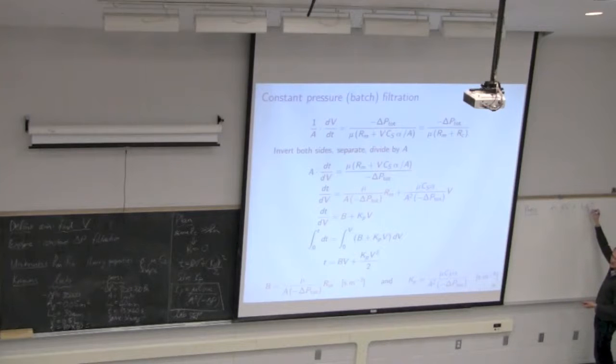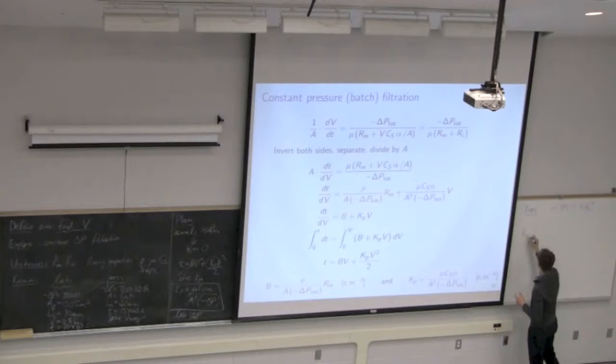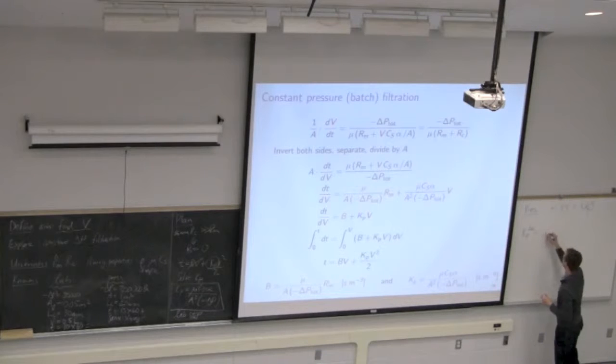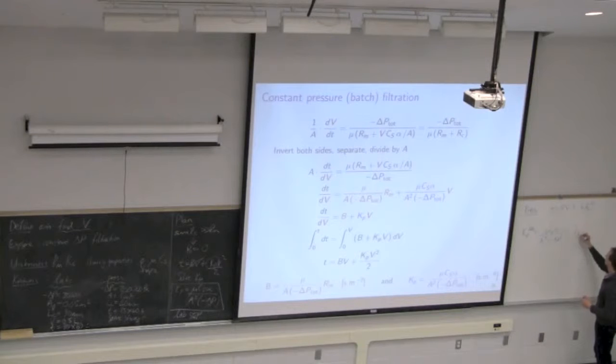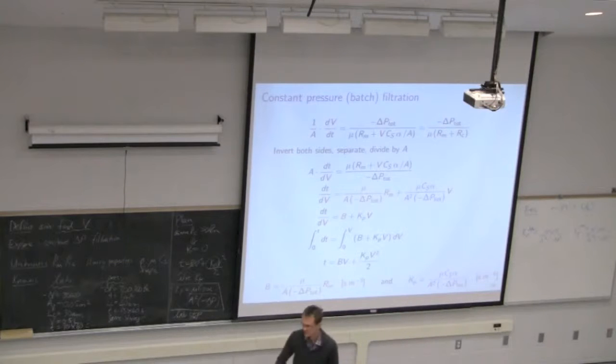And then here's Kp. But Kp in the plate and frame filter press is not the same Kp as from the lab. So Kp from the lab is equal to mu Cs alpha divided by the area squared minus delta P. And here, Kp from the press is mu Cs alpha over area squared minus delta P. They're not the same Kps because those two denominator terms are different.